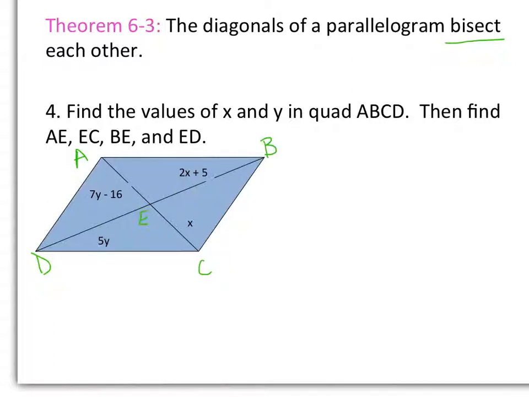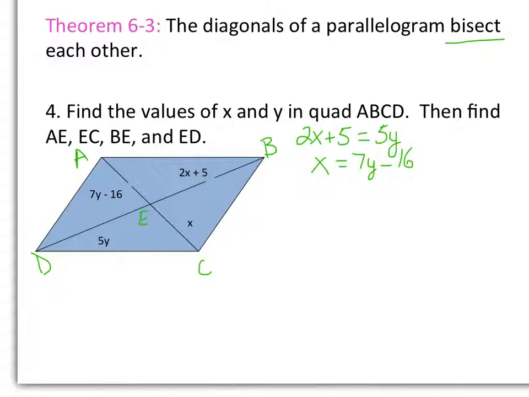So if the diagonals bisect each other, I can write two equations where we set the expressions equal to each other. So I can say 2x plus 5 equals 5y, and x equals 7y minus 16. And I wrote it this way so that my x's are both on the left and my y's are on the right. So here we have a system of equations. And this is a review from Algebra 1 on how we solve these types of problems. I'm going to use substitution.